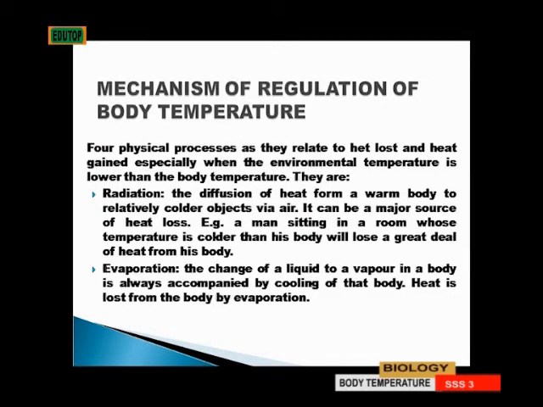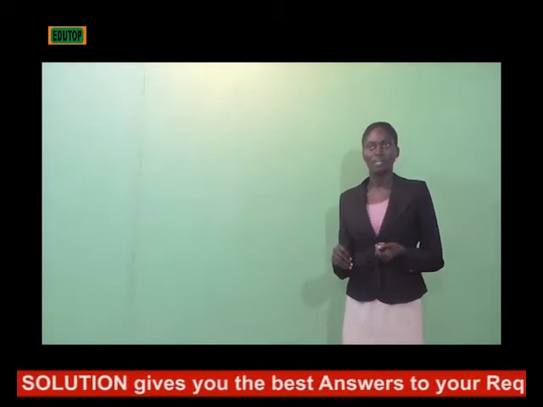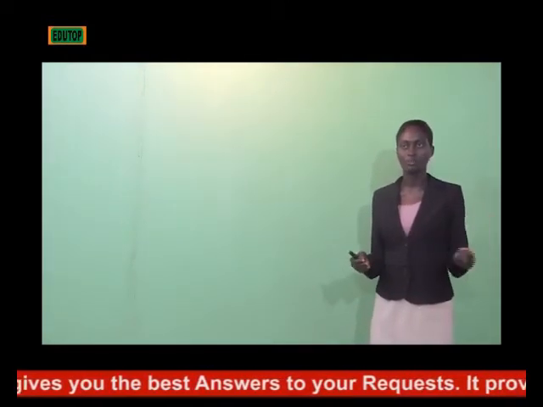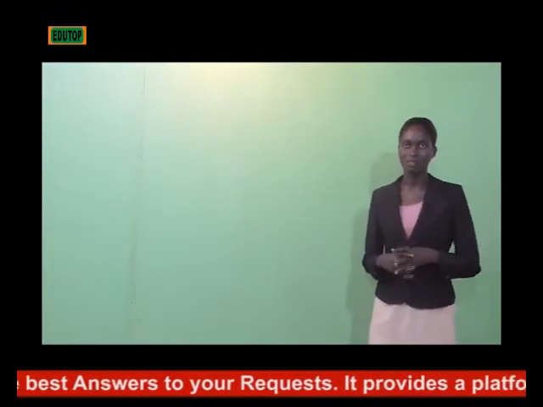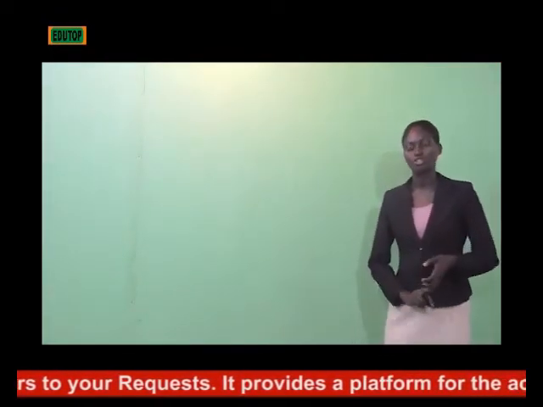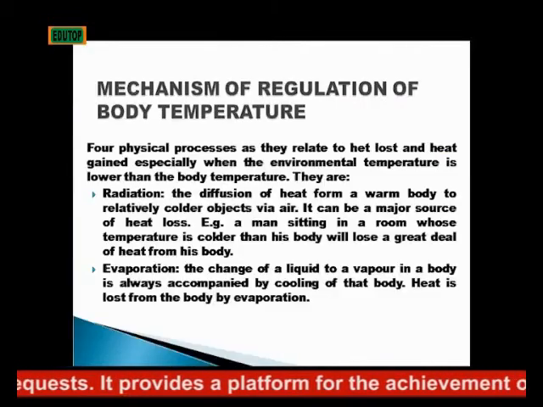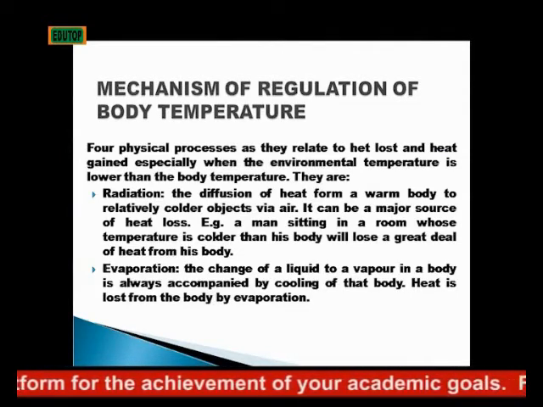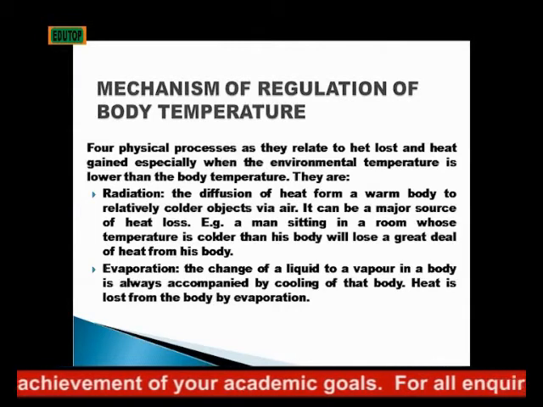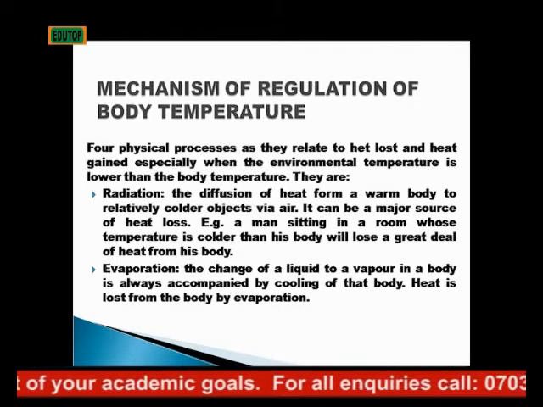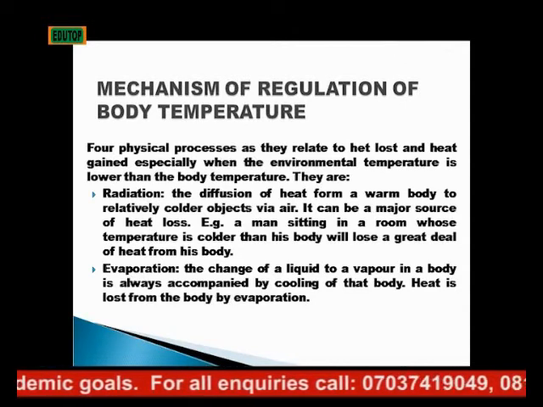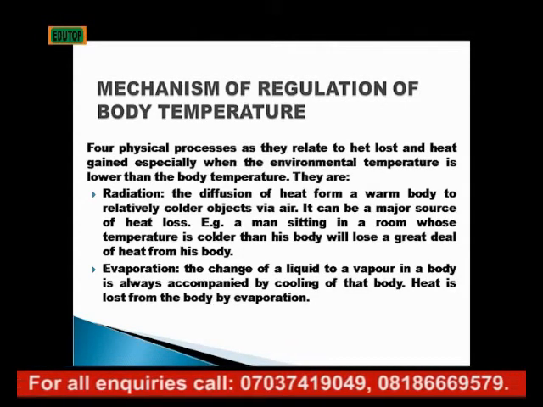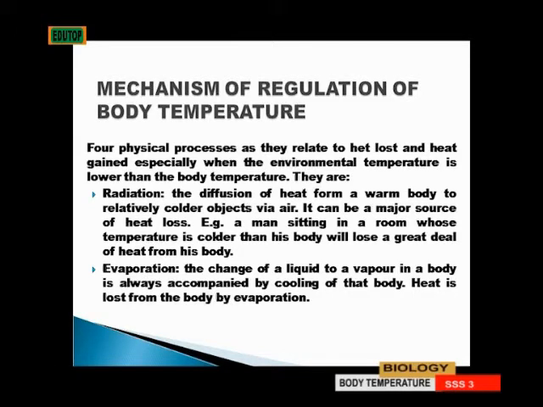I'll now be talking about the mechanism of regulation of body temperature as related to heat loss or gain, especially when the temperature is lower than the body temperature. I'll be talking about 4 physical processes: radiation, evaporation, conduction, and convection. Radiation is the diffusion of heat from a warm body to relatively colder objects through the air, and it can be a major source of heat loss. For instance, when a man is sitting in a room whose temperature is colder than his body, he will lose the heat in his body to the environment because the environment is cold.